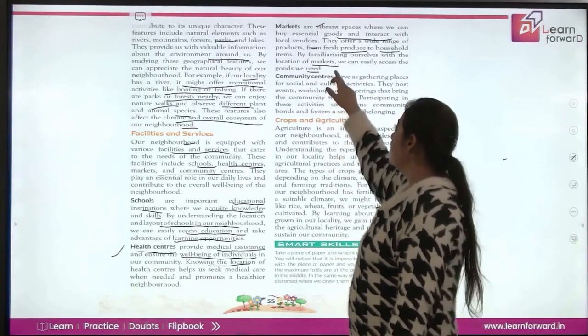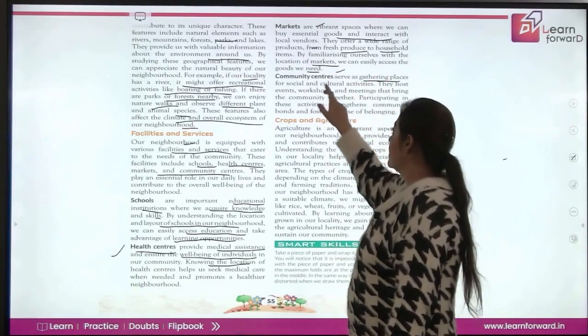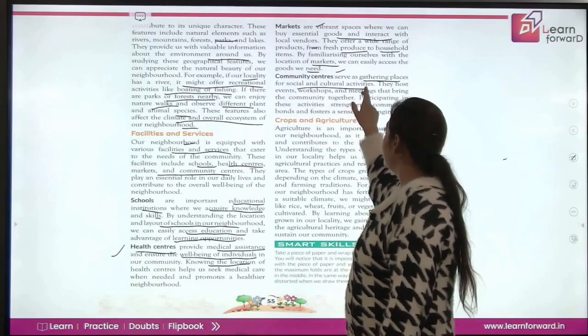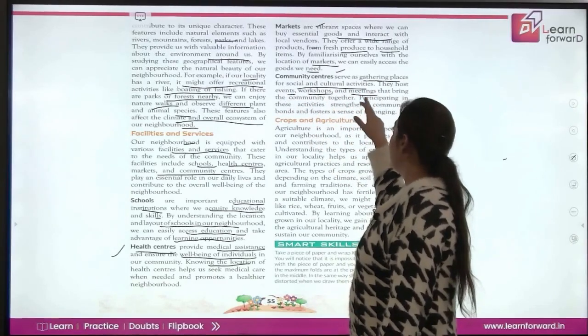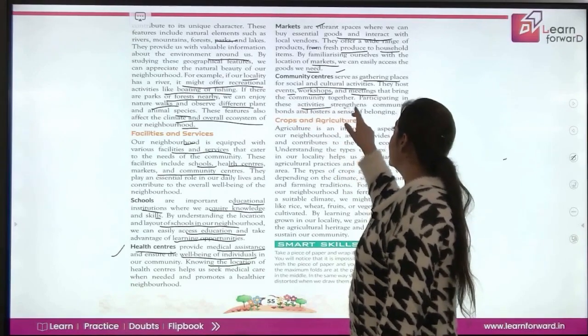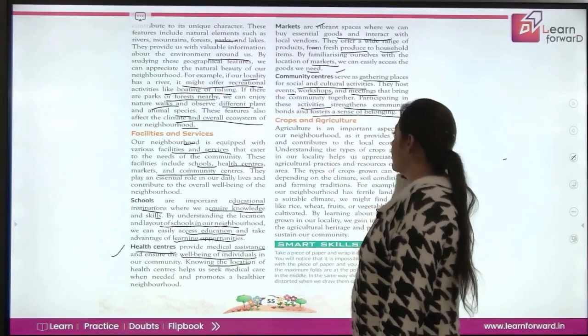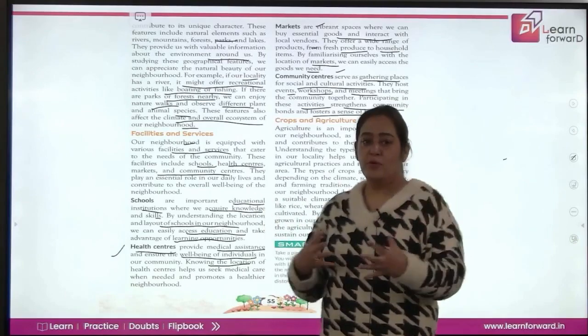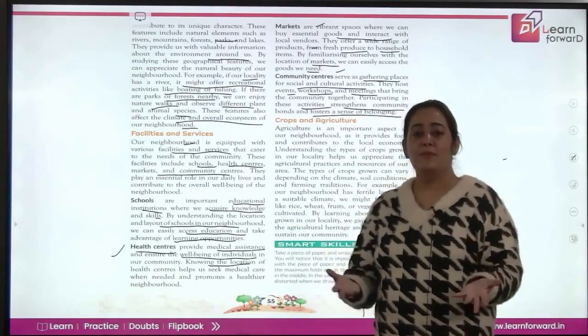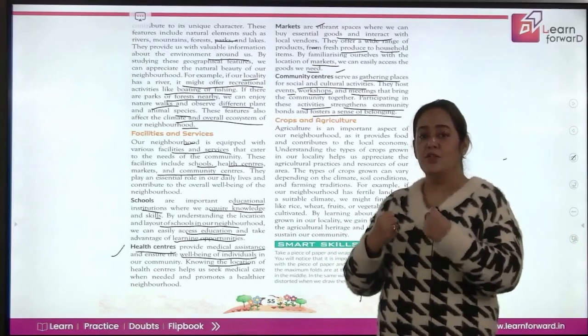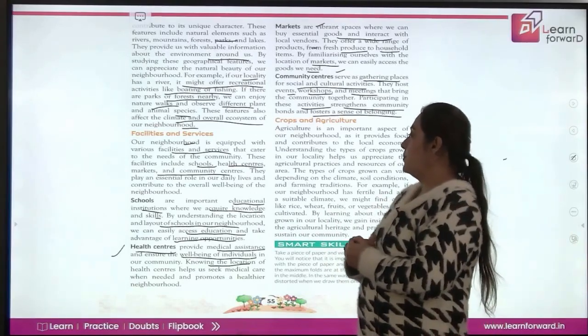Then let's come to the community centers. They are gathering places where we gather for social and cultural activities. Now we can do events, we can do workshops, we can do meetings. And participating in these activities, they strengthen the community bonds and foster the sense of belonging. Now, when we have community centers, when people go together, sit together, eat together, participate together, so it builds a strong relationship. Then crops and agriculture.